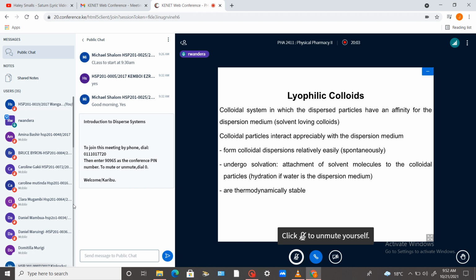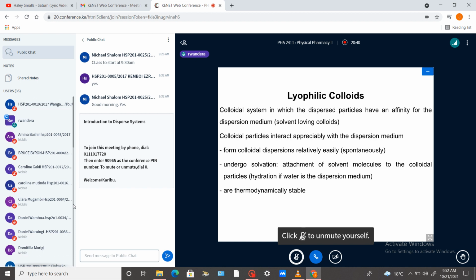So lyophilic colloids. This is a colloidal system in which the dispersed phase has a high affinity for the dispersion medium. So the dispersed phase highly interacts with the dispersion medium. These are also referred to as solvent-loving colloids. Due to the appreciable interaction with the dispersion medium, lyophilic colloids are easy to form, or rather they form spontaneously.